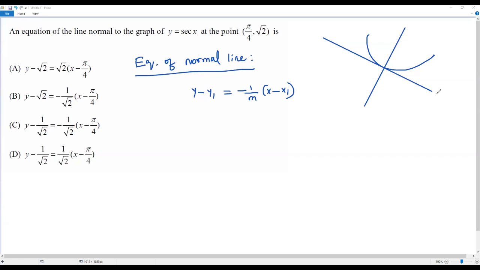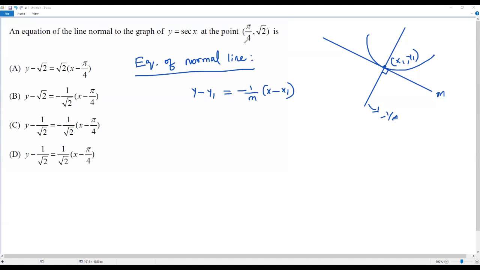So for example, if m is the slope of the tangent line, then for the normal line, which is perpendicular to the tangent line, the slope will be negative 1 over m, and this is the point x1 comma y1 at which we draw both the normal line and the tangent line to the curve. So we need the point x1 comma y1 and the slope of the tangent m. Once we get the slope of the tangent line m, we can plug in the value of m over here to get the slope of the normal line.